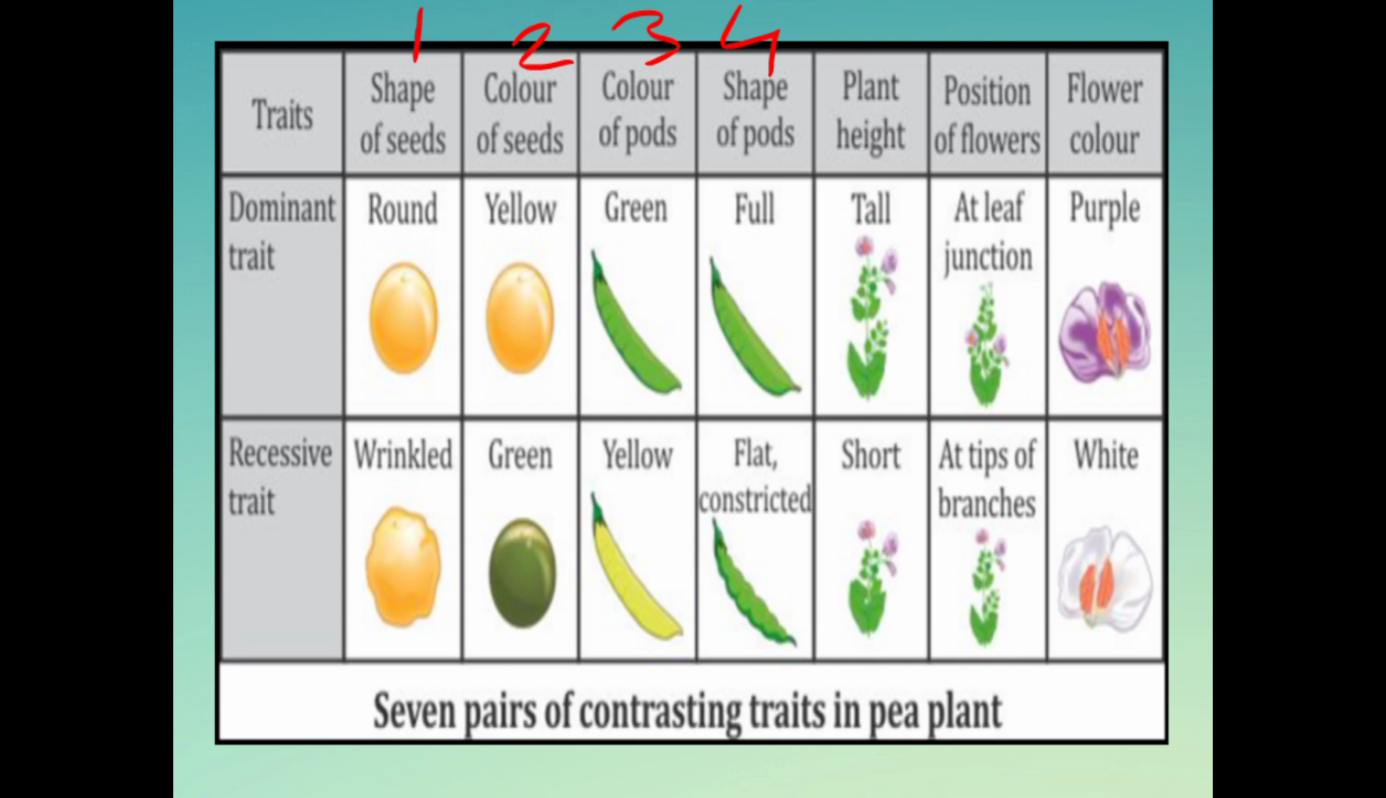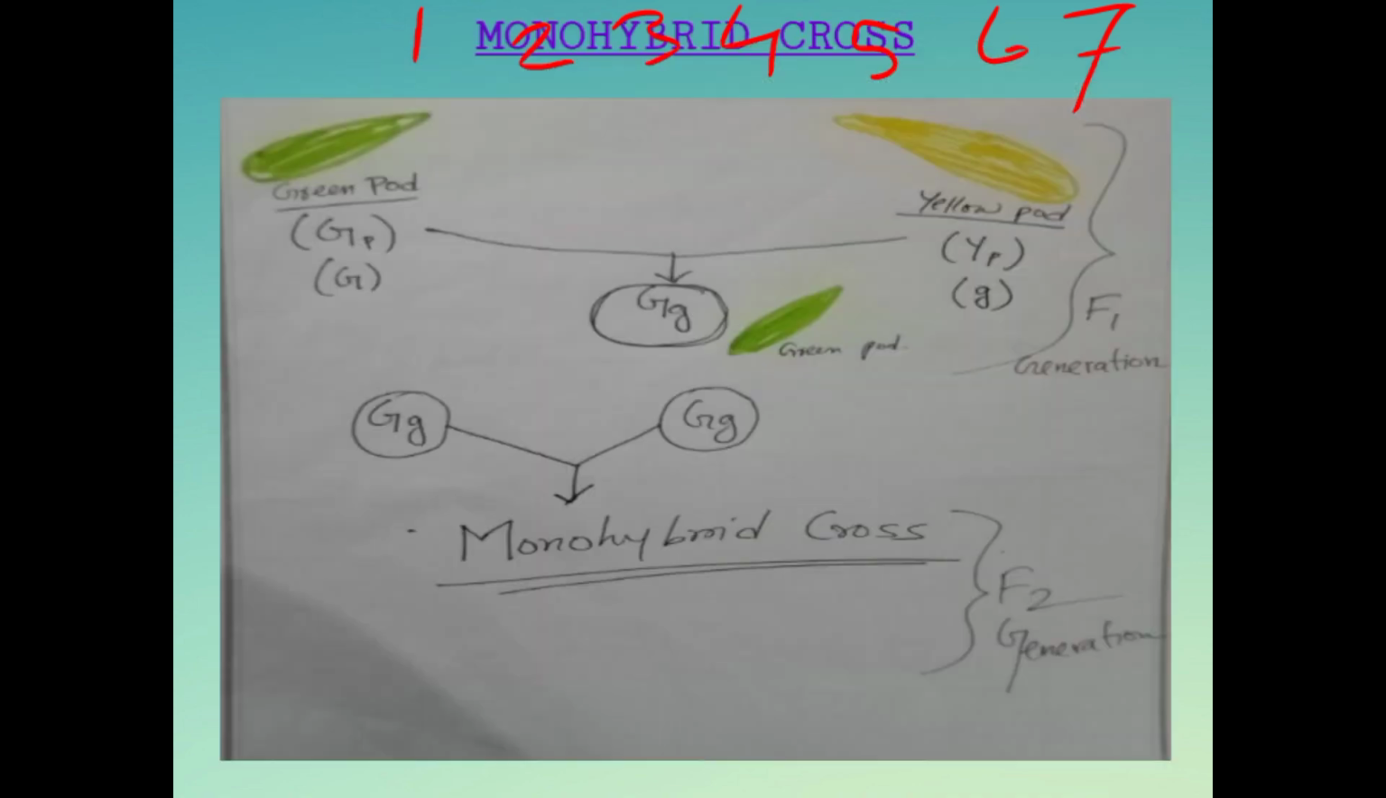Fourth, we have the shape of pods: full and inflated is the dominant trait and flat and constricted is the recessive trait. The fifth is the plant height: tall is the dominant one and short is the recessive. Sixth is the position of flowers: axial, at the leaf junctions or axillary bud positions, is the dominant trait, and the recessive trait is terminal, at the tip. And last we have the flower color: purple is the dominant trait and white is the recessive one.